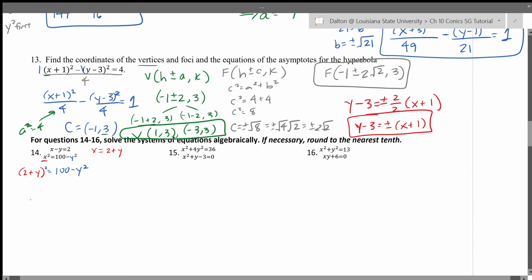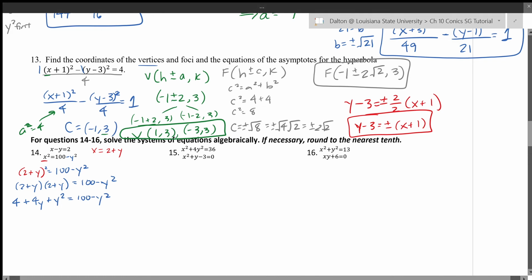So (2 plus y) squared is the same thing as (2 plus y) times (2 plus y) equals 100 minus y squared. And I know many of you can FOIL that out in your head, but especially for tutorial's sake, I don't want you to miss the inner and outer terms. When we distribute, 2 times 2 is 4. Then you do your inner and outer, which is going to be 2y plus 2y, which is 4y. And then y times y is y squared. That's equal to 100 minus y squared.